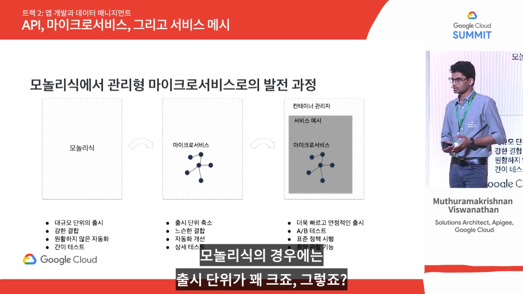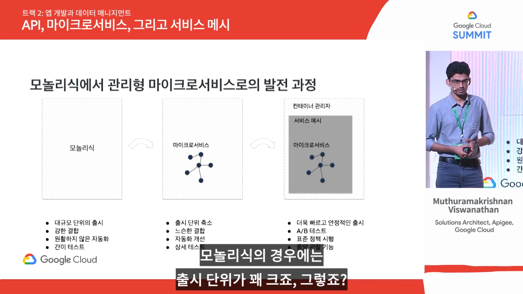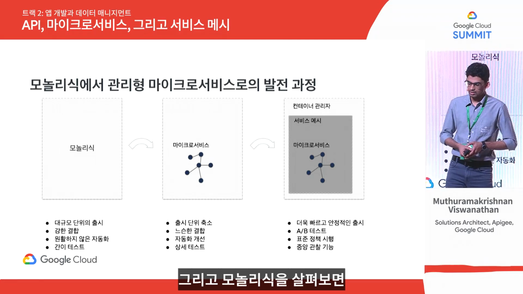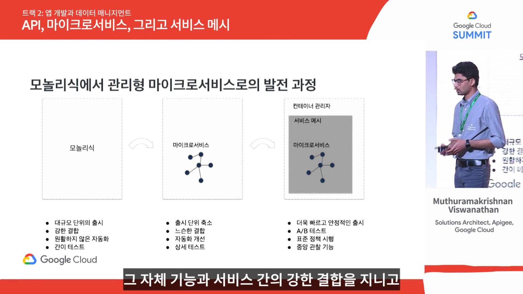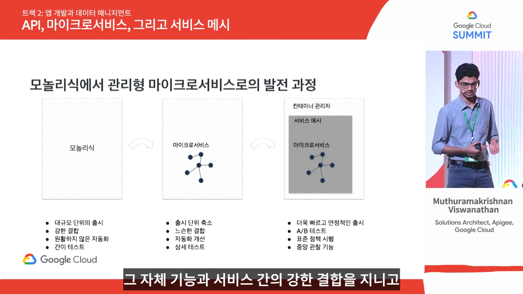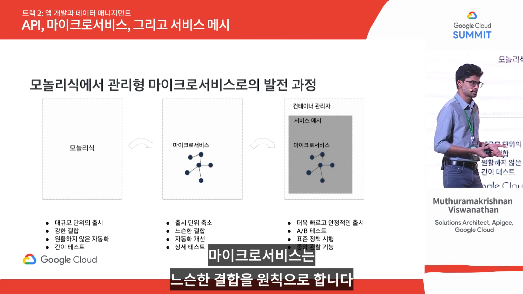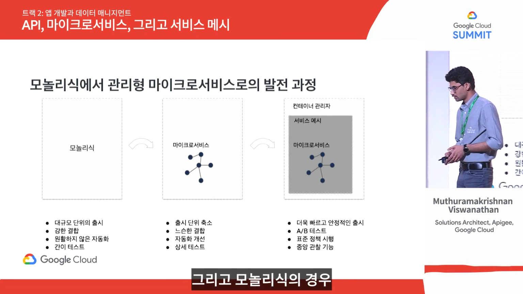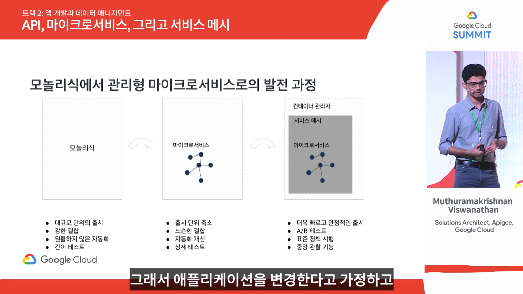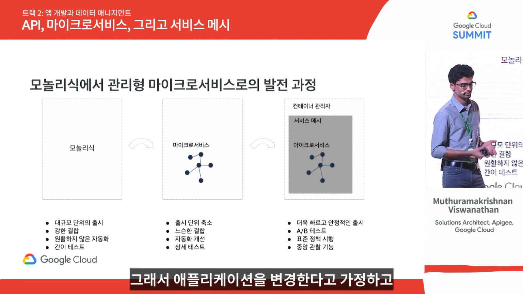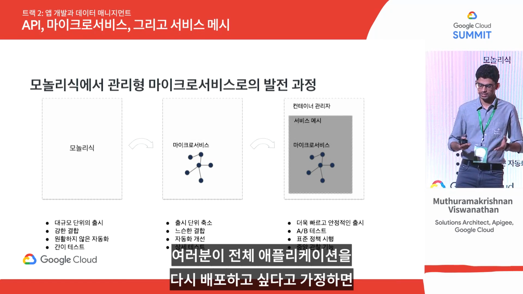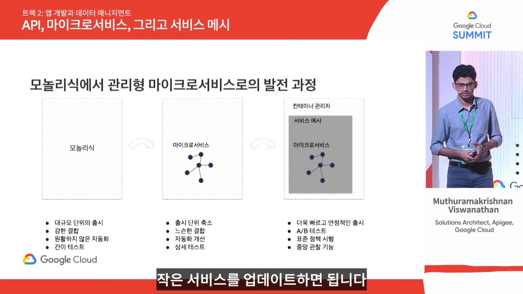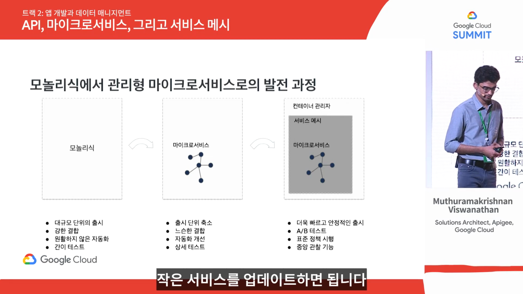In the case of monolith, the release units are quite large, compared to microservices where your release units are quite small. And in monoliths, there is a strong coupling between the features and the services itself, and in microservices, there is looser coupling. In the case of monoliths, the automation is quite creaky. So let's say you're making a change to your application. You'll have to deploy the whole application again. In microservices, you could just update a small service that is responsible for that feature update.